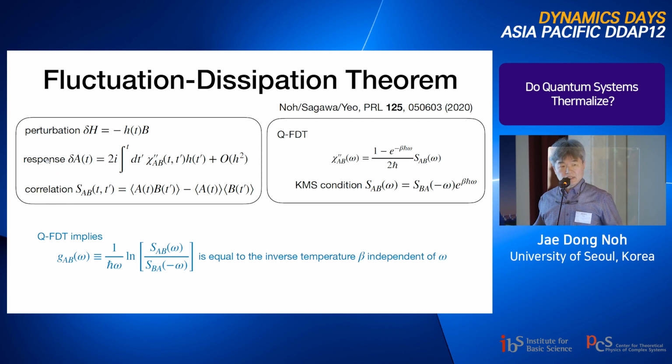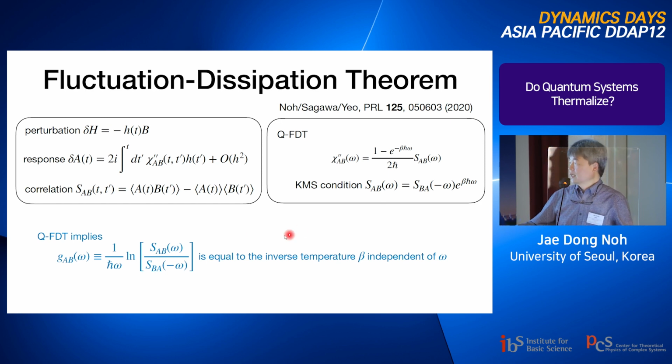In a classical system, the relation is very transparent, but in a quantum mechanical system, the fluctuation dissipation theorem has a somewhat complicated form, but it reduces to the well-known classical version if we take the h bar goes to 0 limit. And this quantum mechanical fluctuation dissipation theorem can be expressed in terms of the KMS condition. If the correlation function satisfies this kind of relation, then it guarantees the fluctuation dissipation theorem. This KMS condition was used to measure the temperature of a physical system.